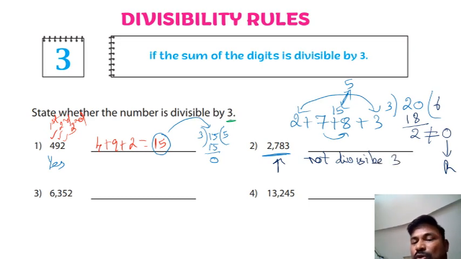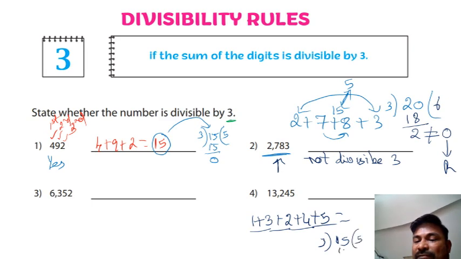In the same way, let me go for the fourth one. 1 plus 3 plus 2 plus 4 plus 5. What's the total we are getting? If you check it out, 4, 6, 10 and 15. What's the total number? 15. Can we divide 15 by 3? Yes, 5 threes are 15. So we can say yes, it's totally divisible by 3. This is how we are going to check the divisibility rule of 3. Thank you. We'll go for the next one.